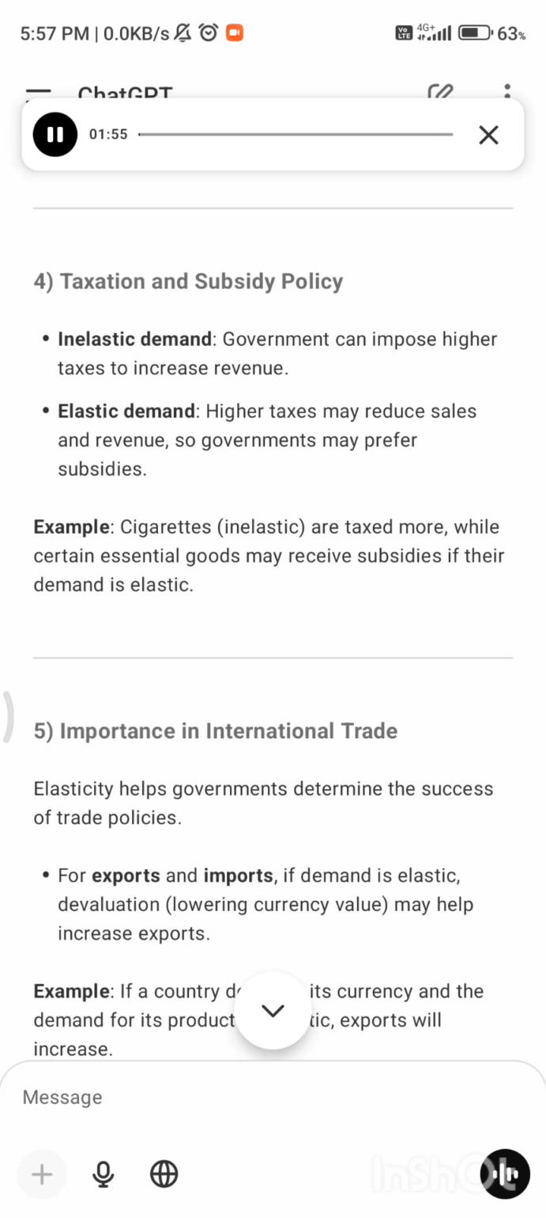Elastic demand: higher taxes may reduce sales and revenue, so governments may prefer subsidies. Cigarettes, inelastic, are taxed more, while certain essential goods may receive subsidies if their demand is elastic.